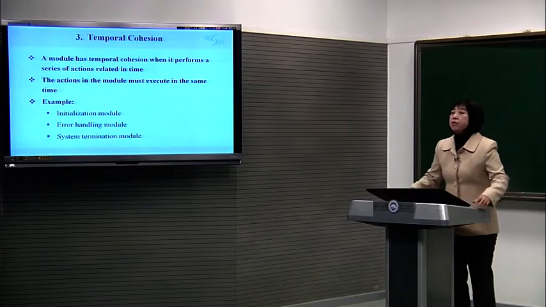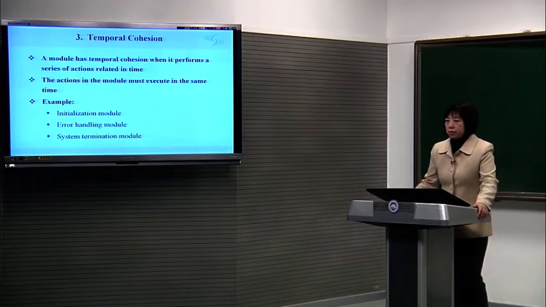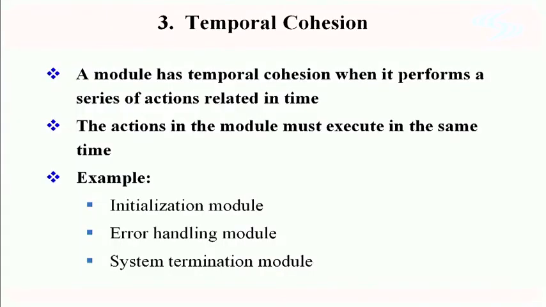Level 3, temporal coherence. A module has temporal coherence when it performs a series of actions related in time. That means the actions in the module must execute at the same time. Okay. For example, initialization module, error handling module, or system termination module.